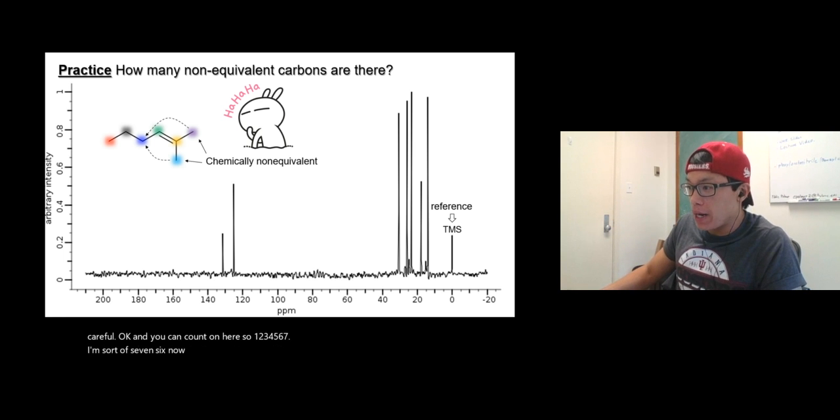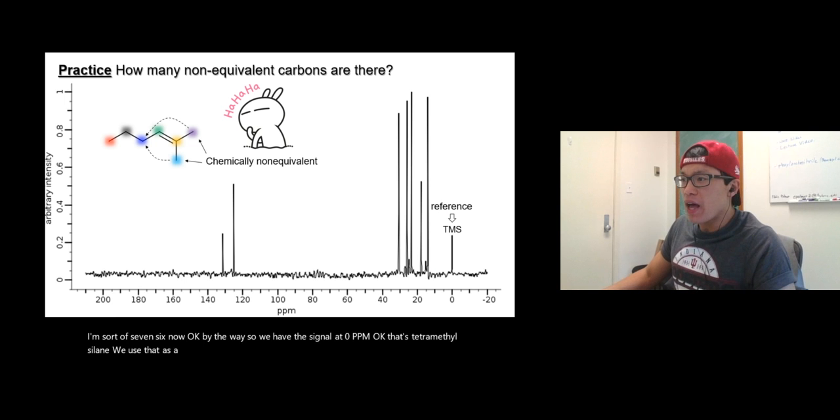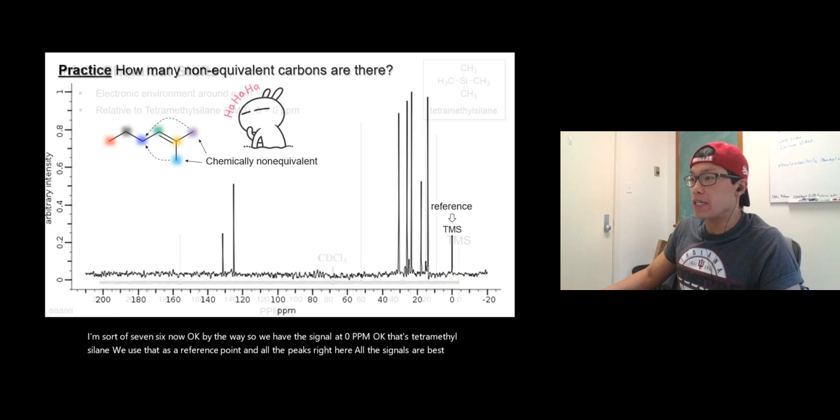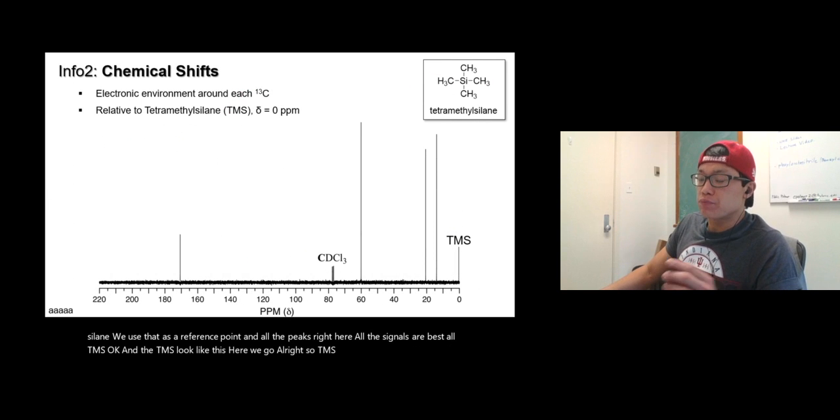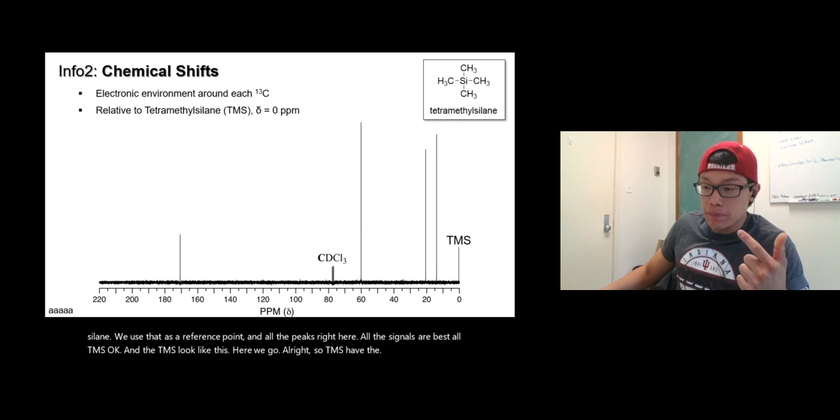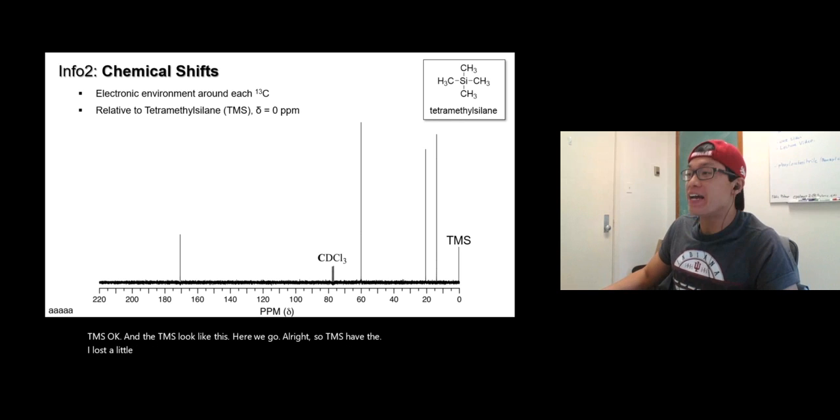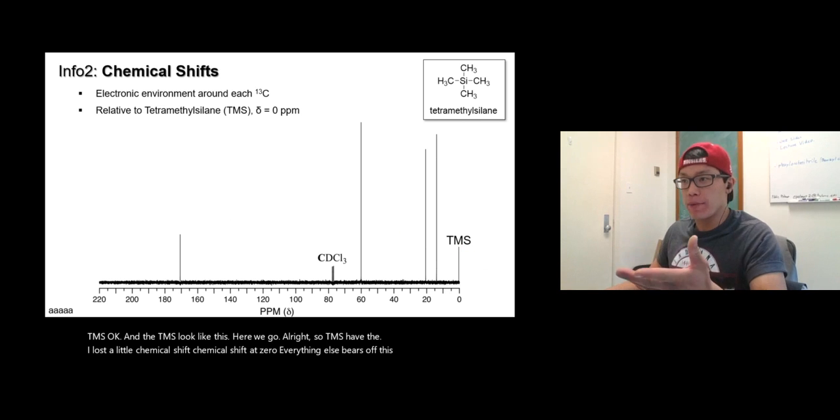By the way, we have the signal at 0 ppm. That's tetramethylsilane, TMS. We use that as a reference point, and all the signals right here are based off TMS. The TMS looks like this. TMS has a chemical shift at zero, and everything else is based off this peak. All right, let's talk about chemical shift.